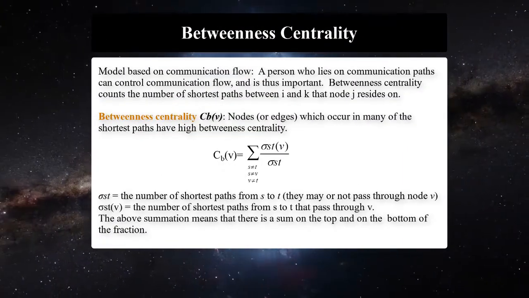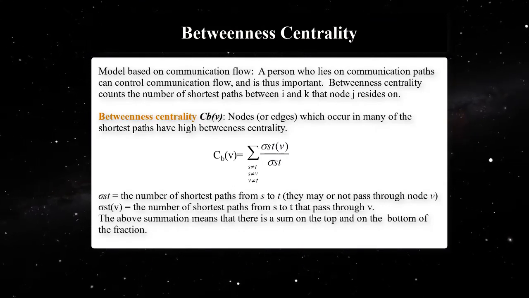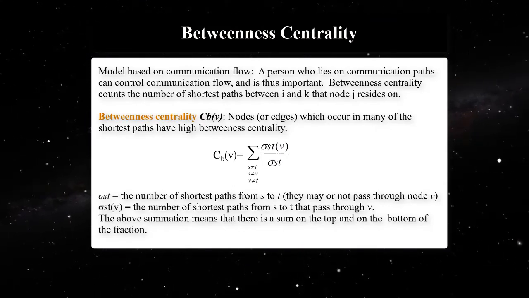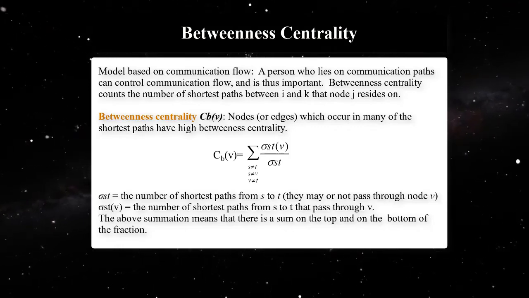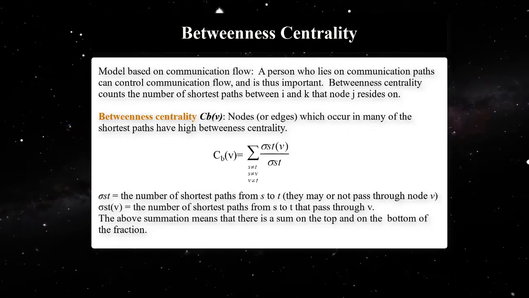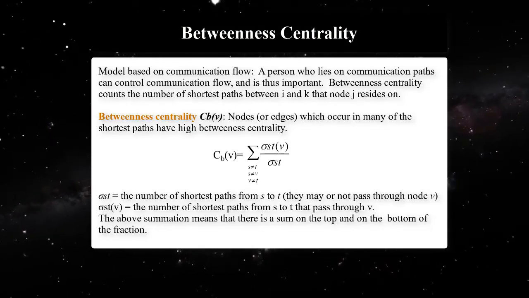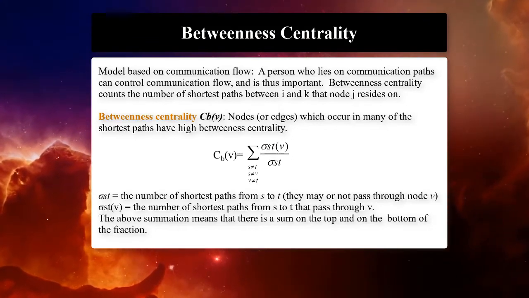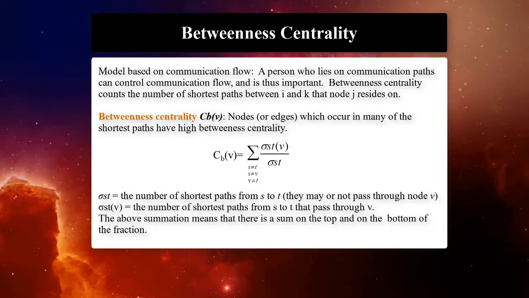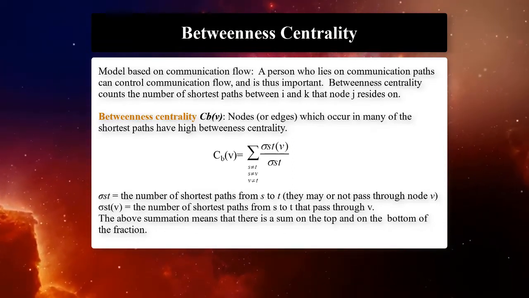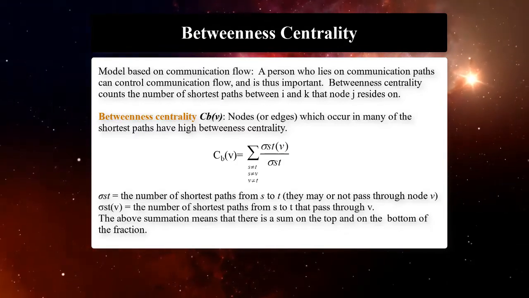Last but not least, we introduce betweenness centrality. Freeman in 1978 introduced the concept of betweenness centrality as a means of quantifying an individual's influence within a social network. The idea behind this centrality measure is that an important node will lie on a high proportion of paths between other nodes in a graph. Formally, betweenness centrality counts the number of shortest paths between i and k that node j resides on.